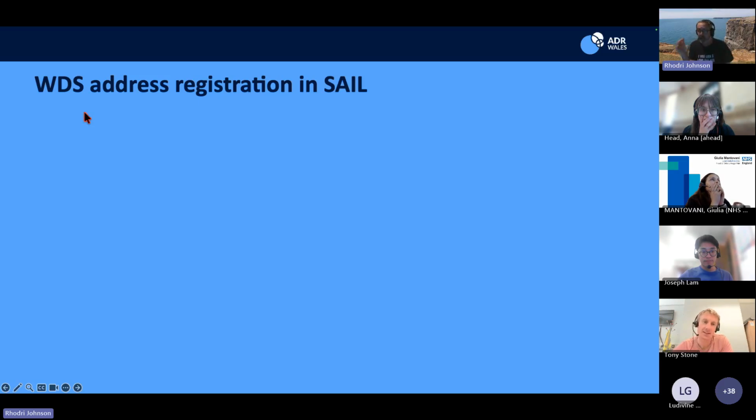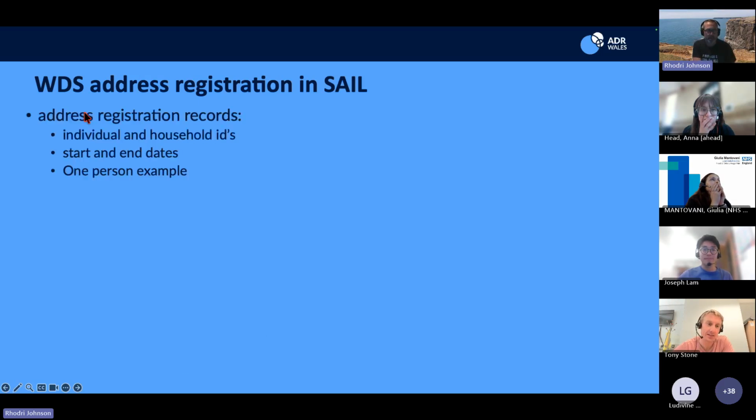I haven't given an awful lot of detail about how the linkage works in SAIL. Years ago, I'd have done it every time, but I kind of assume people know. But effectively, we've got that trusted third party with DCHW. That data is brought into SAIL in a safe and anonymized way on a regular basis. I'm looking specifically at the address registration records in WDS, but that also includes individual-level information such as gender and week of birth.